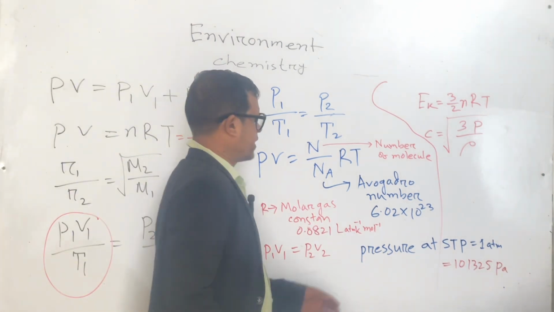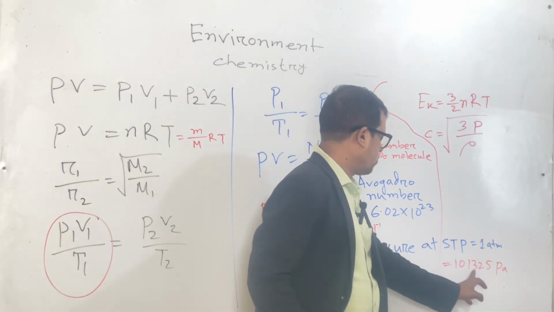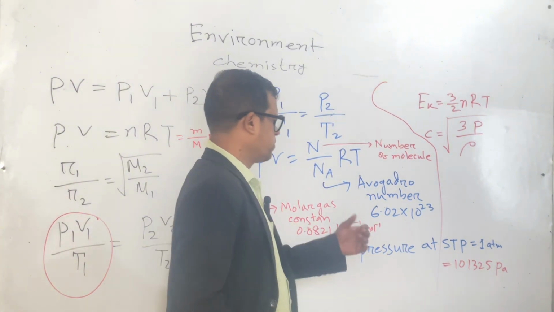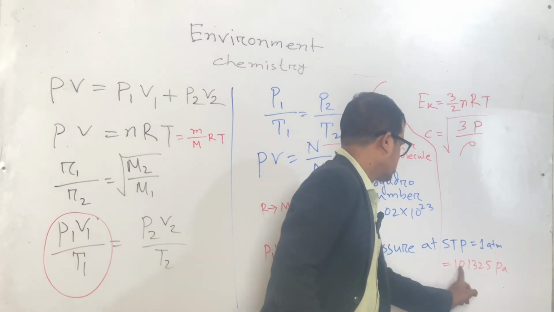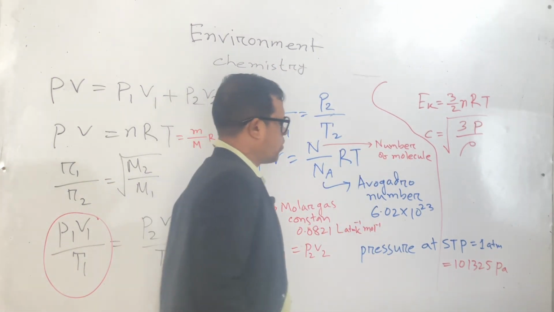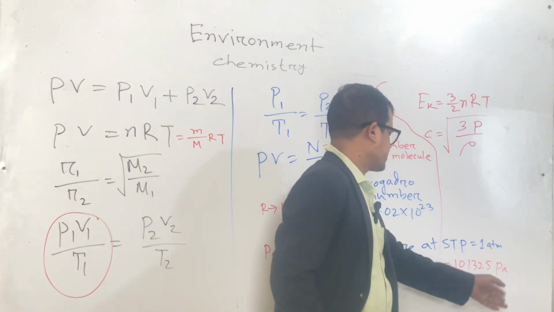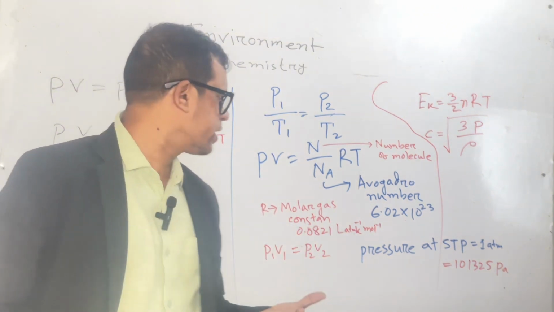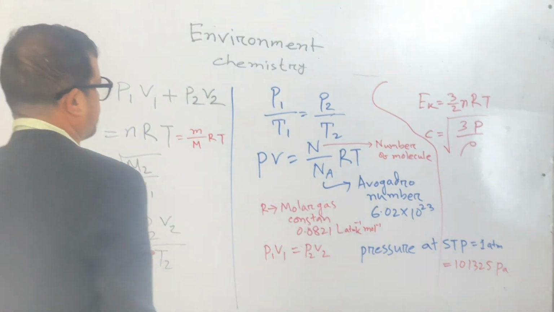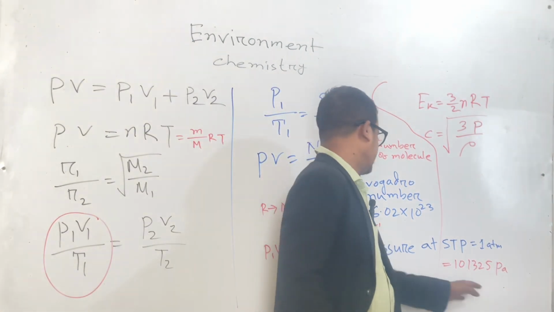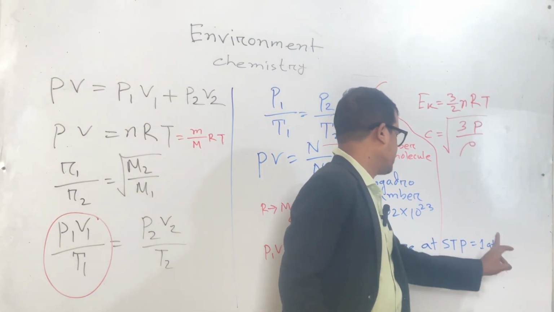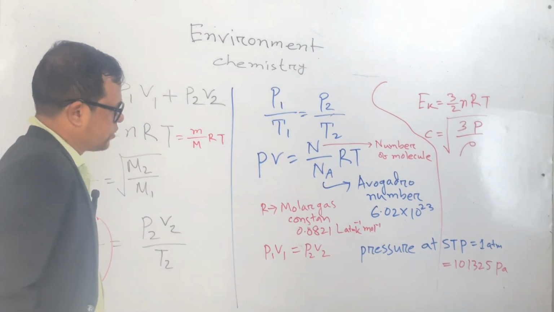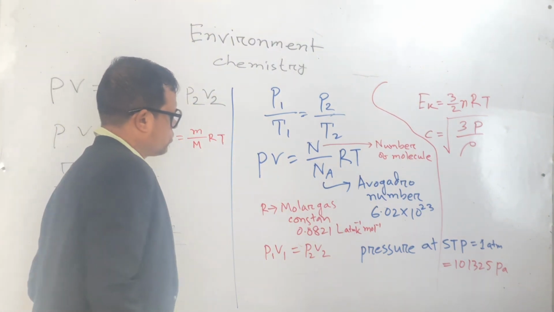Here, pressure at STP is 1 atm, or 1 lakh 1325 Pascal, that is 101,325 Pascal. Try to remember this. STP means standard temperature and pressure: 1 atm, or you can write 101,325 Pascal.